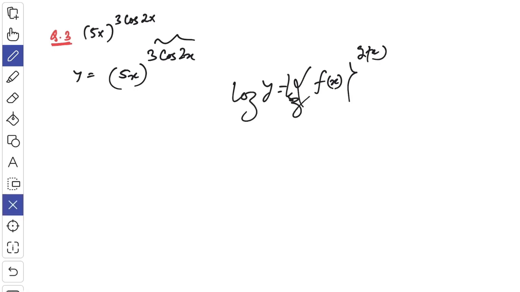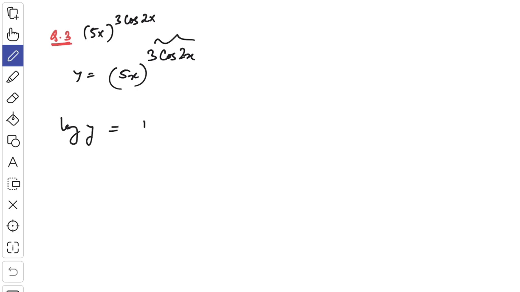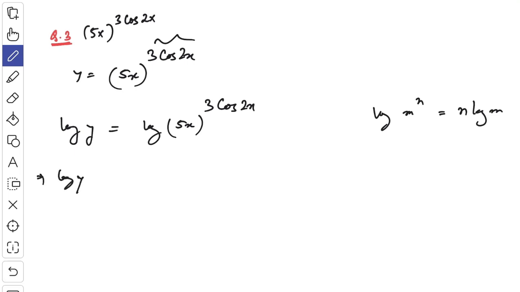Okay, remember that. So what are we going to do? We are going to take log on both sides. So log y is equal to log of (5x) to the power 3 cos 2x. We know that log of m to the power n is given by n times log m, isn't it? So that's why log y will be 3 cos 2x log 5x. So now what we can do here in this case, here we are going to apply the product rule.